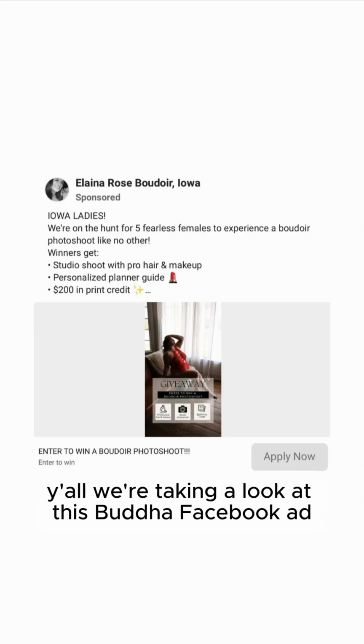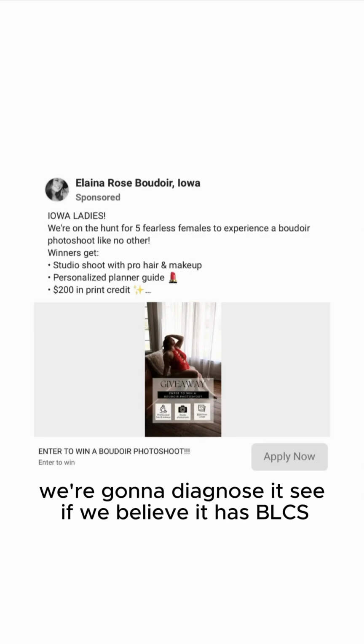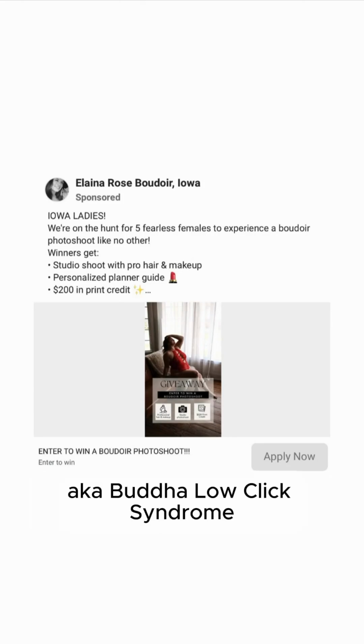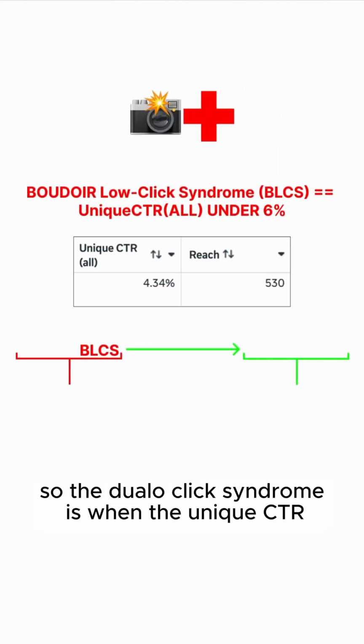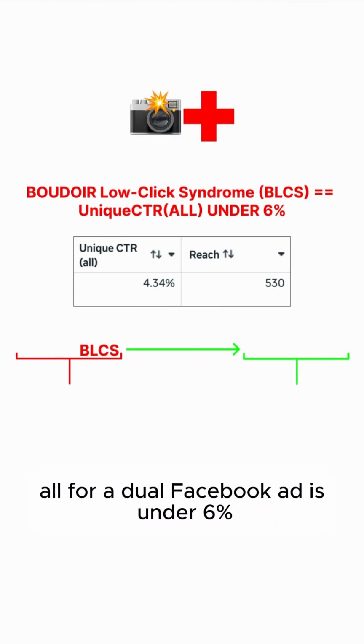All right, y'all, we're taking a look at this Boudoir Facebook ad. We're going to diagnose it, see if we believe it has BLCS, aka Boudoir low click syndrome. Boudoir low click syndrome is when the unique CTR all for a Boudoir Facebook ad is under 6%.